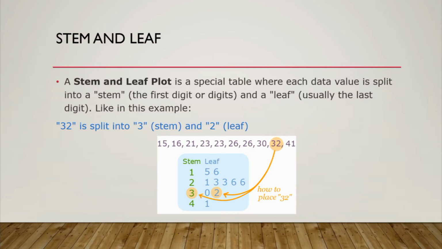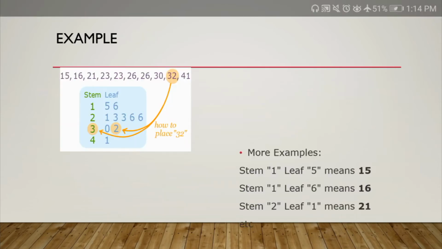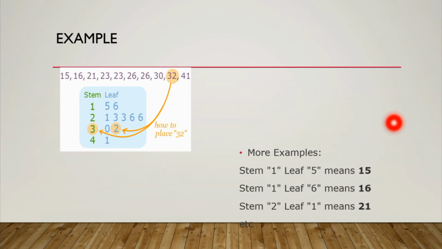A stem and leaf plot is a special table where each data value is split into a stem, the first digit or digits, and a leaf, usually the last digit. Like in this example, 32 is split into 3 as the stem and 2 as the leaf. Okay, I would like to explain further using these 10 values, like 15, 21, 23 and so on.